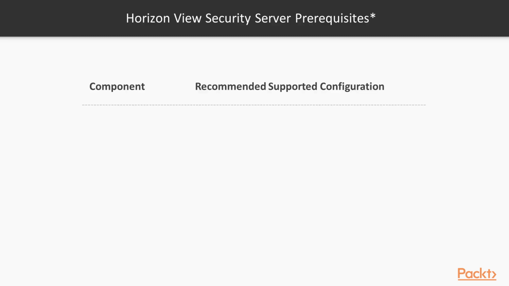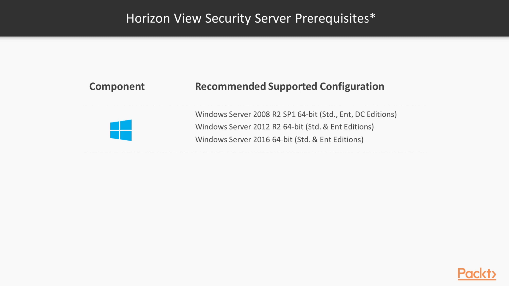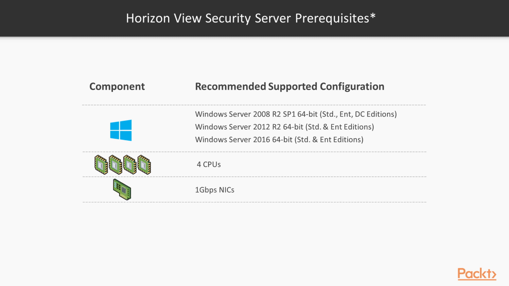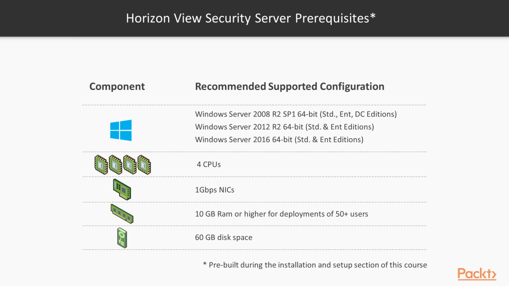As the security server is again another role of the connection server, it's no surprise that it needs to be built with the following configuration. It will need to be running either Windows Server 2008, 2012 or 2016, have 4 virtual CPUs, a 1 gig network card, 10 gig of RAM, and 60 gig of disk space. Again, this machine was pre-built during the installation and setup part of this course back at the beginning.